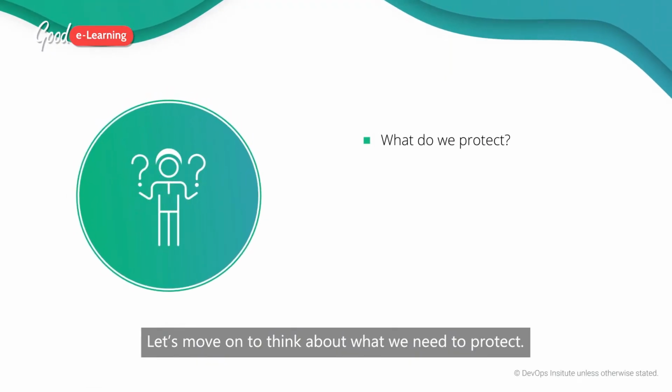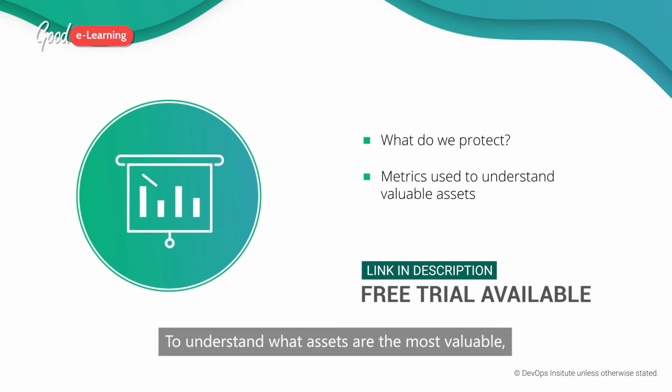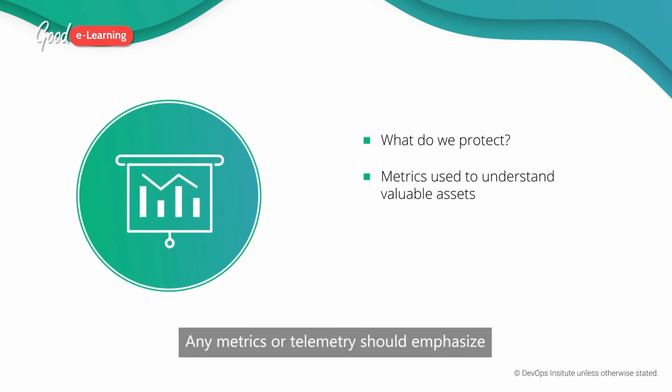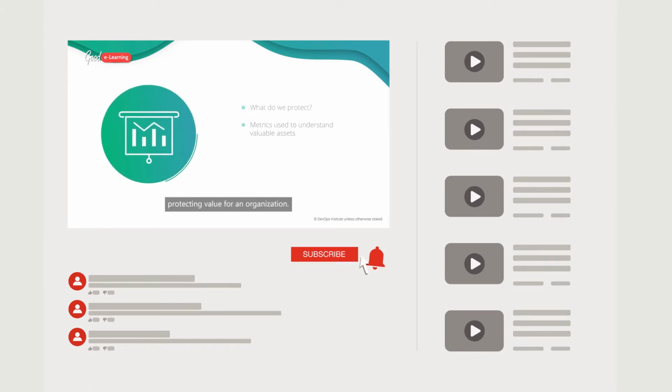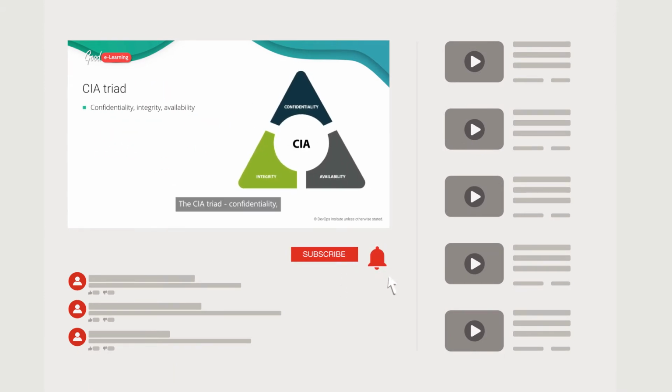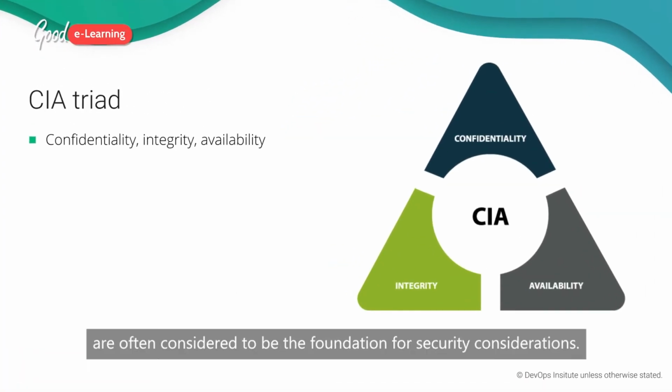Let's move on to think about what we need to protect. To understand what assets are the most valuable, we need to use metrics. Any metrics or telemetry should emphasize protecting value for an organization. The CIA Triad, confidentiality, integrity, and availability, are often considered to be the foundation for security considerations.